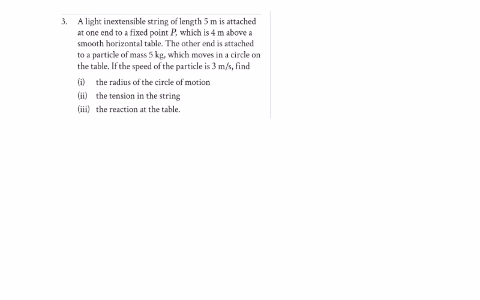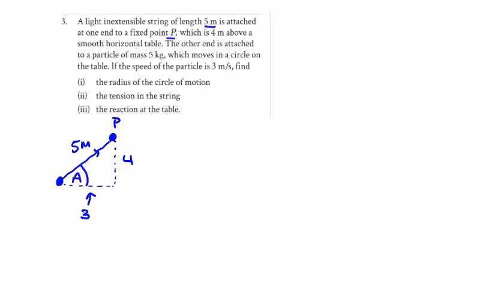Question 3, we have the string of length 5 attached at one end to a fixed point P. Okay, let's have P here. And it's 4 meters above the horizontal table, so let's have this direction here being the length of the string, which is 5. P is 4 meters above a smooth horizontal table, so this is 4. This one here by Pythagoras will be 3, as you already know. We'll do all these diagrams the same.